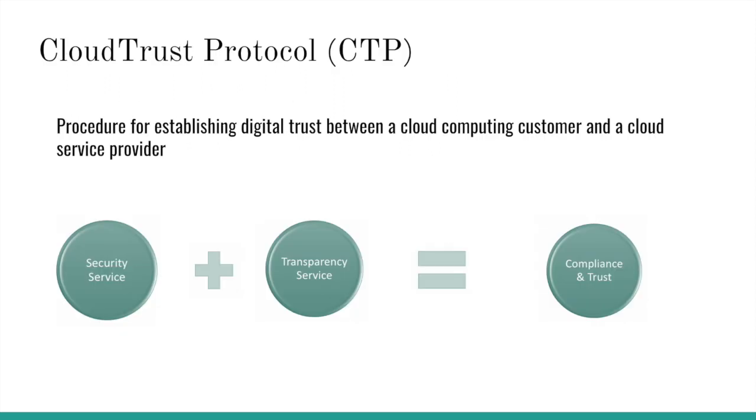Another security protocol that was explored is the Cloud Trust Protocol, a procedure for establishing digital trust between a cloud computing customer and a cloud service provider. Confidence that everything that is claimed to be happening in the cloud is indeed happening. It provides transparency and security to increase confidence and trust. It allows admins to request information about cloud service providers concerning compliance, security, privacy, integrity, and operational security history of service elements being performed in the cloud.